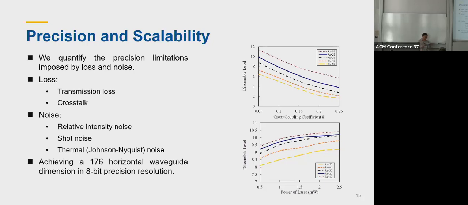To evaluate the precision of the system, 10-bit precision is introduced. As shown in this picture, STADIUM can realize 10-bit precision under the constraint of noise and loss, and STADIUM can achieve a 176 horizontal waveguide dimension at 8-bit precision resolution.